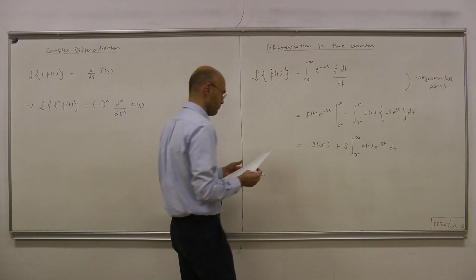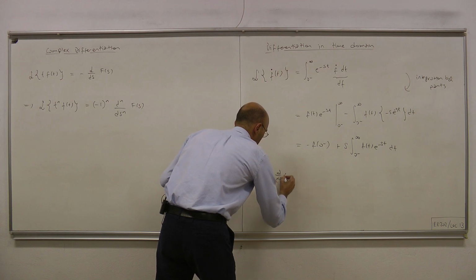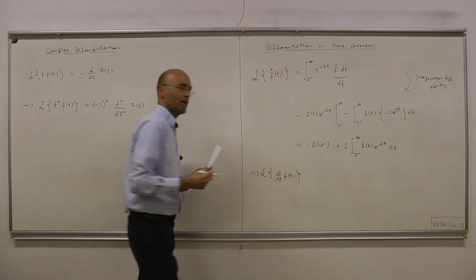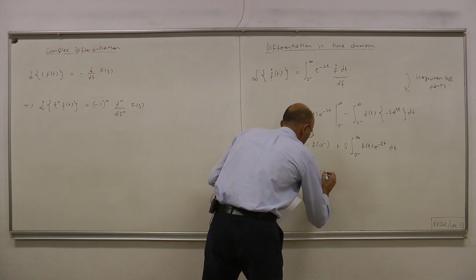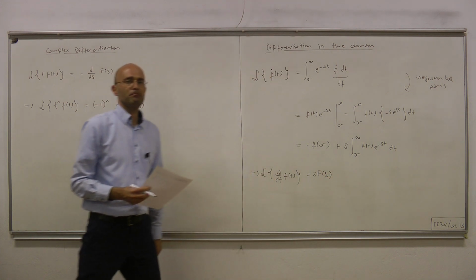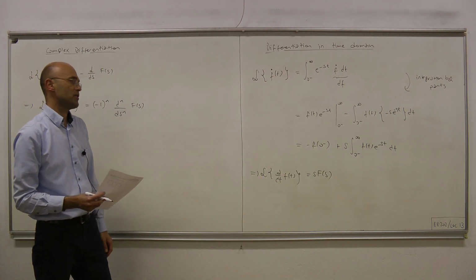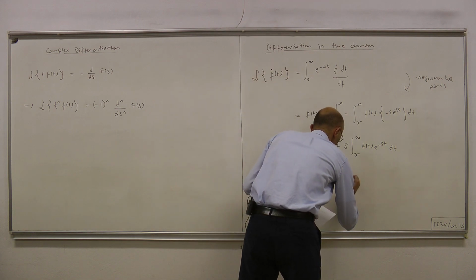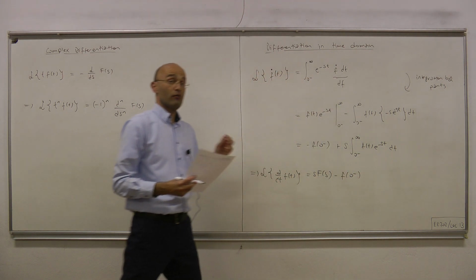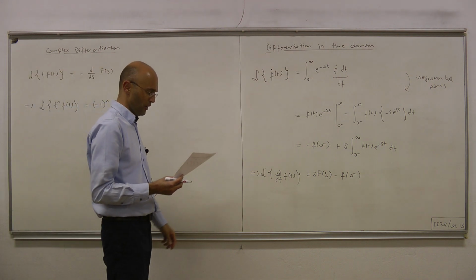Therefore, the Laplace transform of a time derivative of a signal f of t equals s times F of s if the value of that function at 0 is 0. But if not, then we have to be careful about that initial condition. We have to include that in our expression.